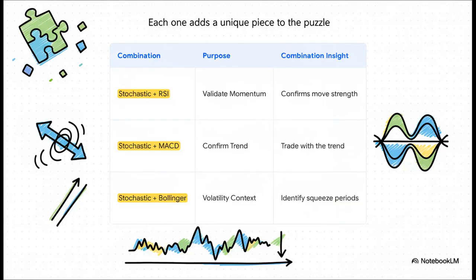And our third method is to cross-check with a few other indicators. Now, the goal here isn't to clutter up your chart with a million lines. Not at all. It's about using them strategically. Combining stochastic with the RSI helps you validate momentum. Using it with the MACD confirms your trading with the trend. And pairing it with Bollinger Bands gives you crucial context about volatility. Each one adds a unique piece to the puzzle.